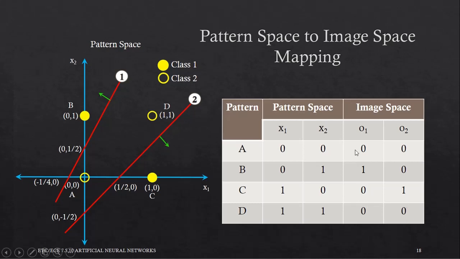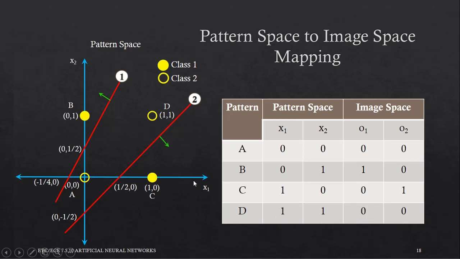We are attempting to map the points A, B, C, D from pattern space to image space. In the image space, A has now got mapped to 0, 0. B has got mapped to 1, 0. C has got mapped to 0, 1. And D has got mapped to 0, 0.